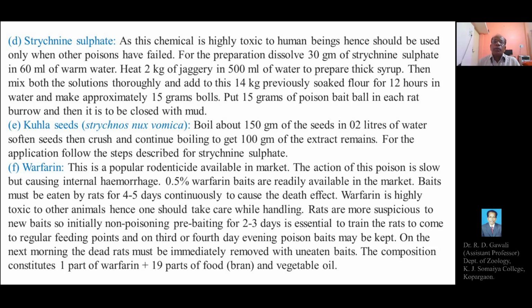Boil about 150 gram of the seeds in 2 liters of water so as to soften the seeds. Then crush and continue boiling to get 100 gram of the extract.